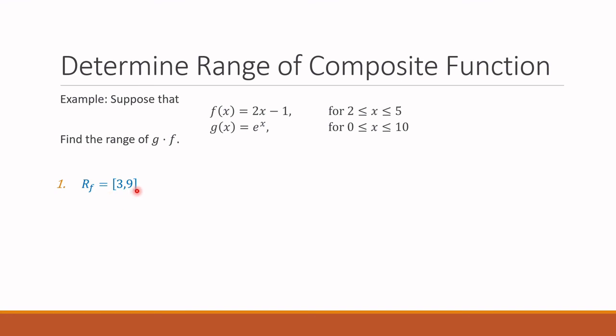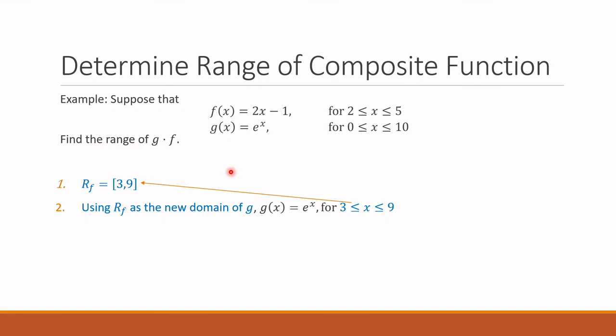This range of f, step 2, I just need to treat it as the domain of g now. The domain of g initially was 0 to 10. So right now what I'm supposed to do is to use 3 to 9 instead. So I will consider this function, g(x) equals e^x, but my domain is 3 to 9 because of this. And I will go ahead and find the range of this new function.